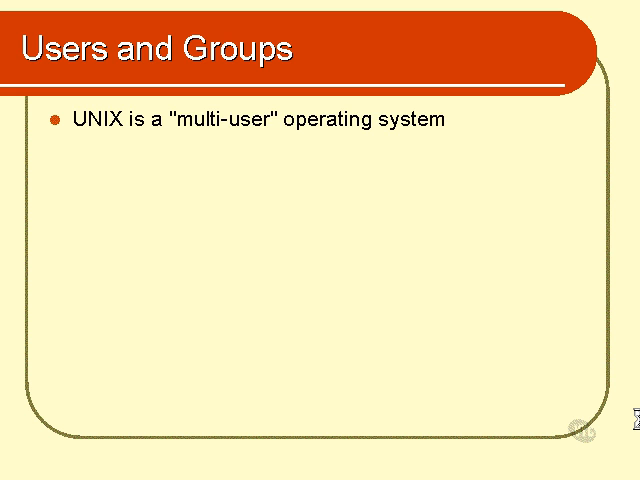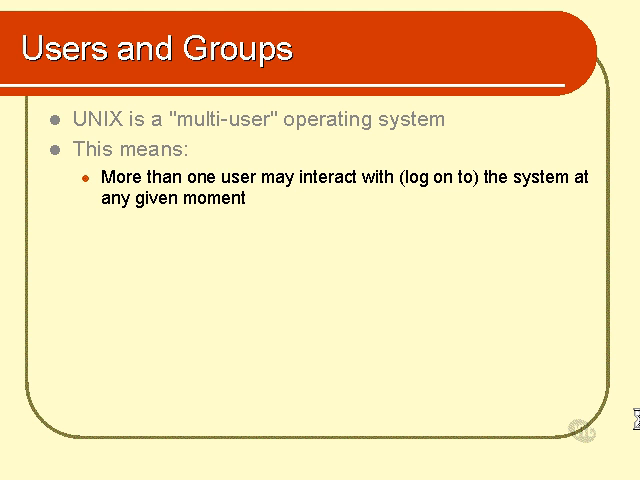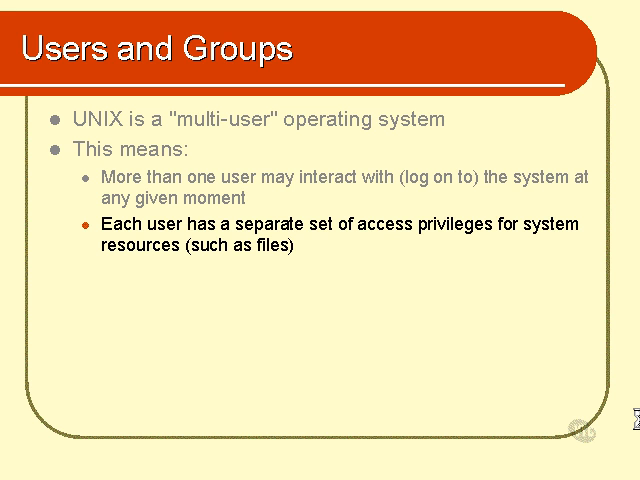Well, the actual definition is in two parts. The first is multiple people may be connected to and running programs on the system at any given time. In other words, multiple people are capable of logging on simultaneously. But that's not all. It's not enough to say that there are multiple people logged onto the system at any given time. Also, we must also say that each of these users has a separate set of access privileges.